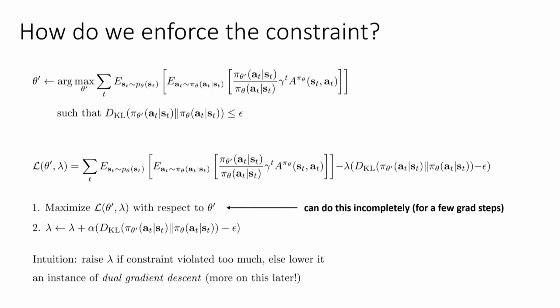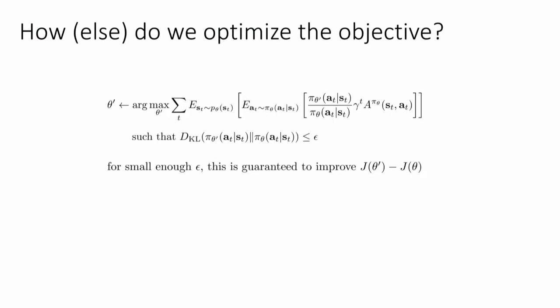And of course, when you do step one, you don't have to optimize that Lagrangian to convergence. Typically, if you have a deep net, you don't really want to optimize anything to convergence. So it's okay to take just a few gradient steps there, and that's still reasonable. How else can we optimize this objective? It'd be really nice if we could somehow take this and reduce it to something that looks a little bit more like the policy gradient method that we've learned about.